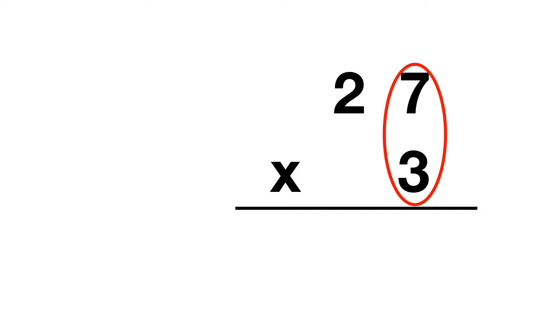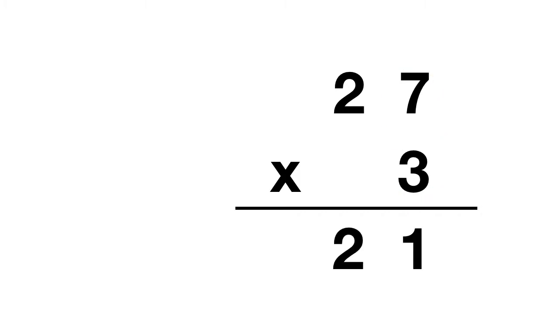Let's try one together. Let's multiply 27 times 3. What should I do first? Yes, you start with 3 times 7, which equals 21. But make sure you don't write 21 like this. Instead, regroup that 2 up above.